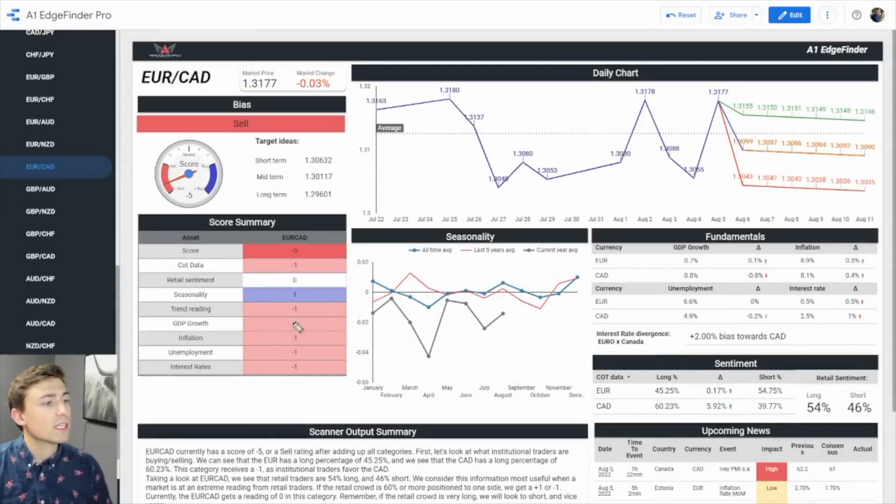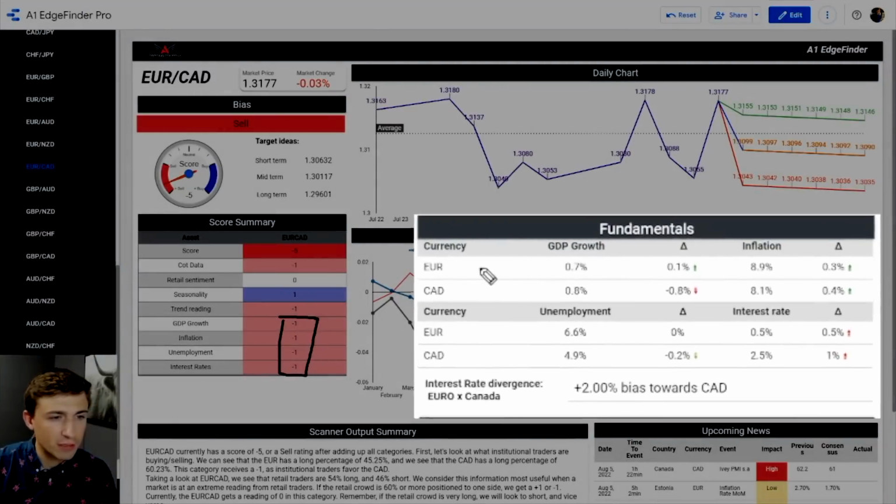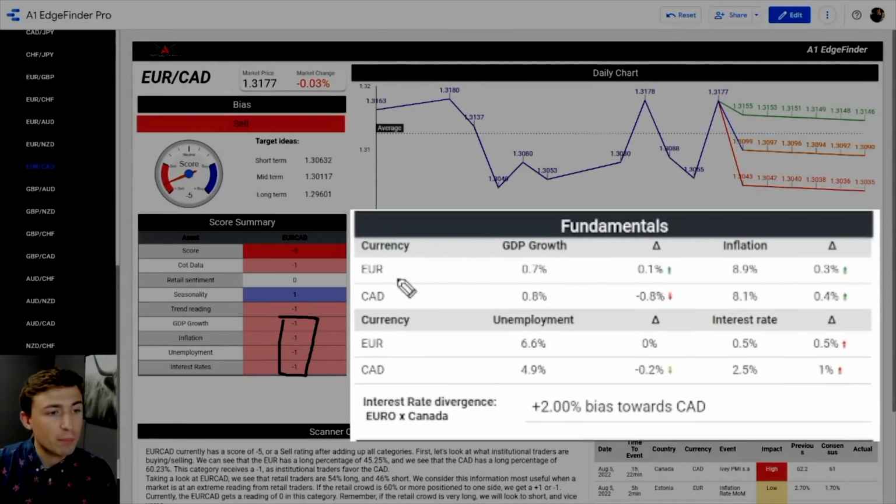So if we take a look at the 4 categories here, we're racking in a lot of negative score here. It comes down to the fundamentals. If we look at the fundamentals here and we compare the Euro versus the Canadian dollar, CAD wins in terms of GDP growth. That's positive for the CAD. If we take a look at inflation, there's less inflation in Canada currently.